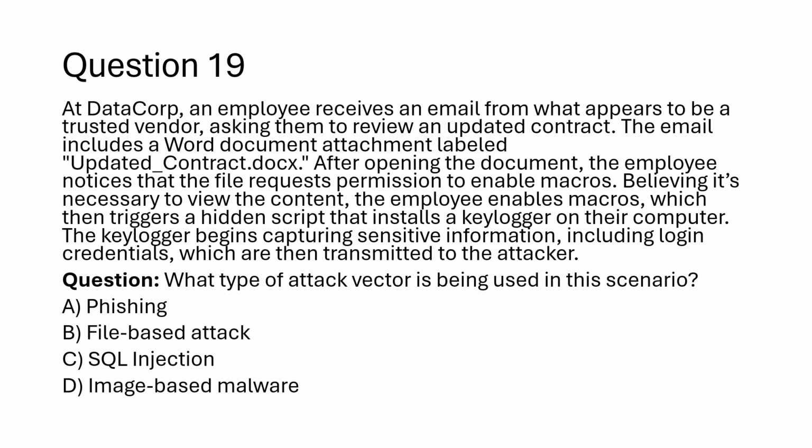Question 19. At Data Corp, an employee receives an email from what appears to be a trusted vendor asking them to review an updated contract. The email includes a Word document attachment labeled Updated Contract. After opening the document, the employee notices that the file requests permission to enable macros. Believing it's necessary to view the content, the employee enables macros, which then triggers a hidden script that installs a keylogger on their computer. The keylogger begins capturing sensitive information, including login credentials, which are then transmitted to the attacker. What type of attack vector is being used in this scenario?